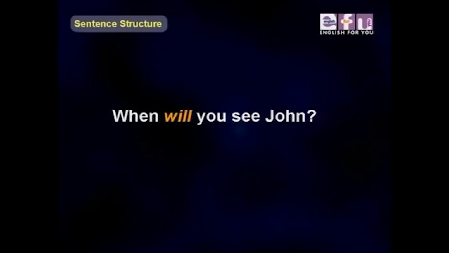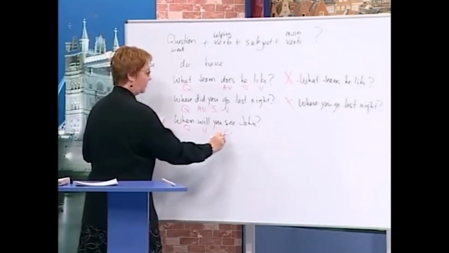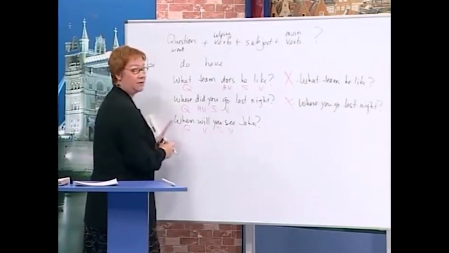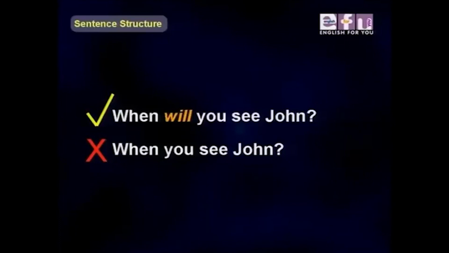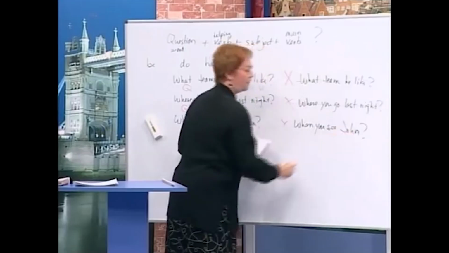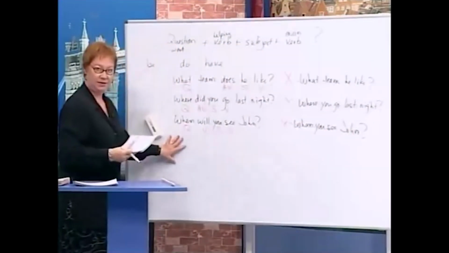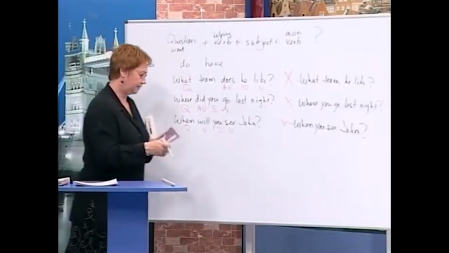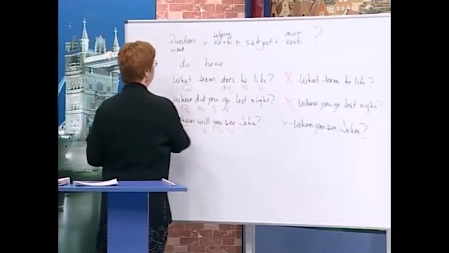And here's another example. When will you see John? You've got the question word, you've got will, this is actually part of the verb, the subject, and the verb. You cannot say, when you see John. Okay? This you cannot do. This is how you're supposed to do it. Okay? All right.